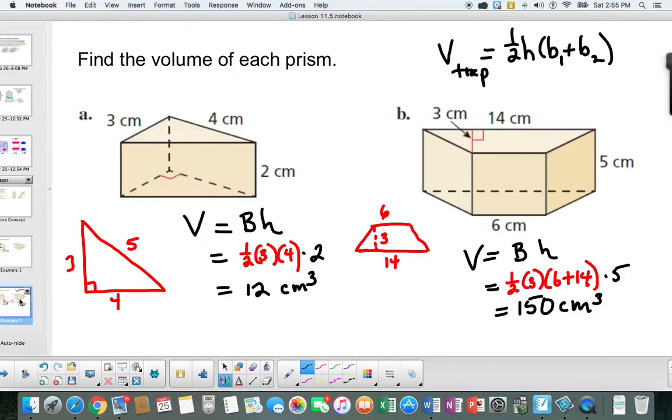Now let's go to the next screen so you can see how I did the second problem. What I did is I drew the base, which is a trapezoid. And if you forgot the area of a trapezoid, here it is right here. I went ahead and put all the numbers in, times it by how tall it was, and I got my volume.